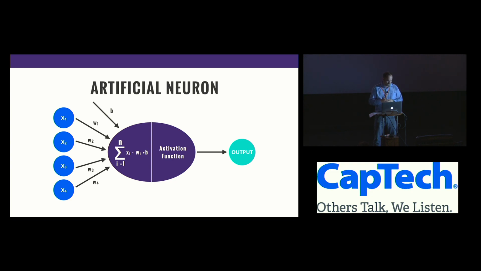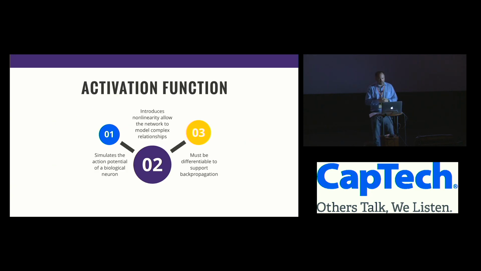And then once this simple summation is done, it passes that value to the activation function. So what's the activation function? This simulates that firing of this neuron in your brain, right? What is the output that it's going to pass on to all of the neurons that are connected to it?